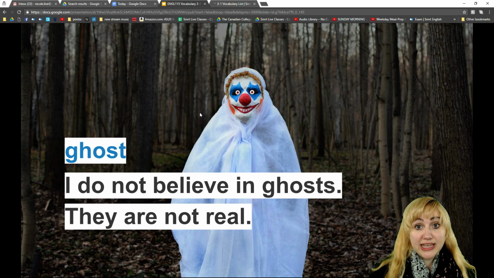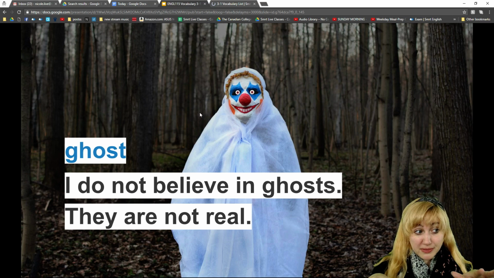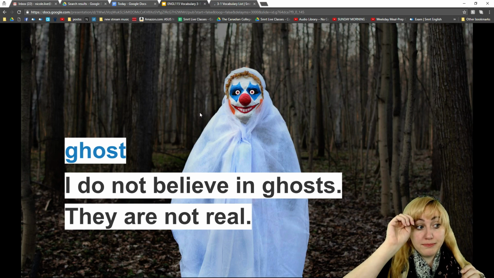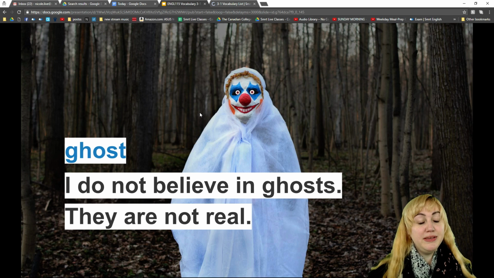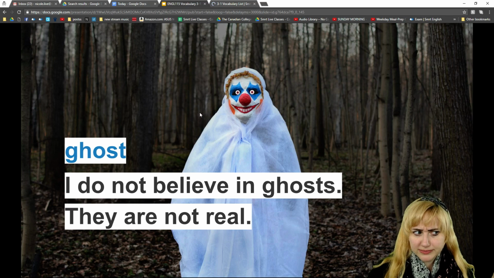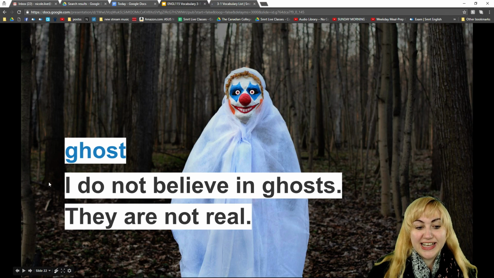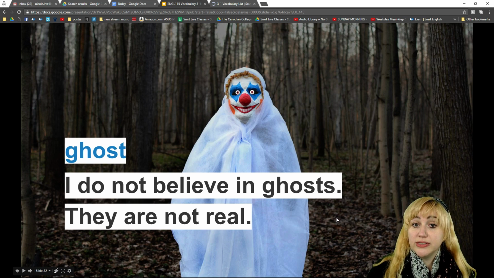So in many American scary movies, there are ghosts, and ghosts are usually like dead people, but you can see through them. They are not zombies, because zombies have a body. A ghost doesn't have a body, just a spirit or just like a soul. Our example sentence says, I do not believe in ghosts. They are not real. But some countries and some cultures, they do believe in ghosts. So some people believe in ghosts, some people don't believe in ghosts, and that's okay.